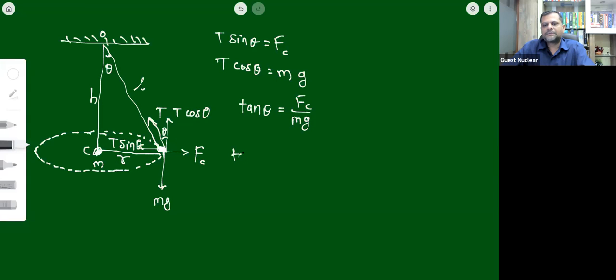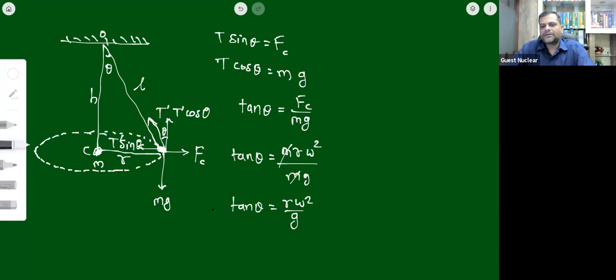And if we replace this Fc by m r omega square, now what is T here, the tension in the string? It would be better to call it T dash, because T is reserved for the period of this conical pendulum, the time period of revolution, which is the time required for completing one full revolution along the circle here. So this will be the ratio, and tan theta will be equal to, in place of Fc, m r omega square upon mg, so that this m gets cancelled from both the numerator and denominator, and we are left with tan theta equal to r omega square upon g.